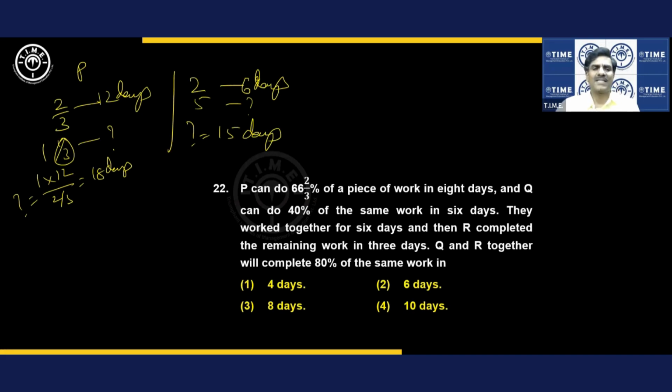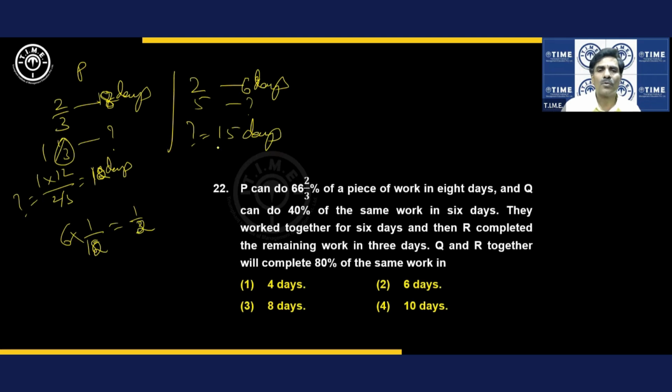They work together for 6 days. In 1 day, P will complete 1 by 18. In 6 days he'll be completing 6 by 18, that is nothing but 1/3 work. Right or not? P completed basically, it's only 12 days now, I'm sorry. This is given as 8 days. Oh, sorry. Yeah. So that will become basically 12 days. So it will be half work he'll be completing.